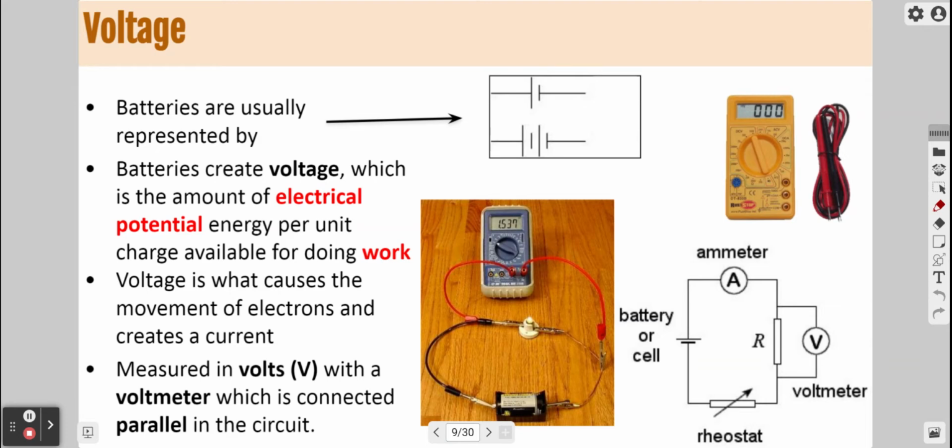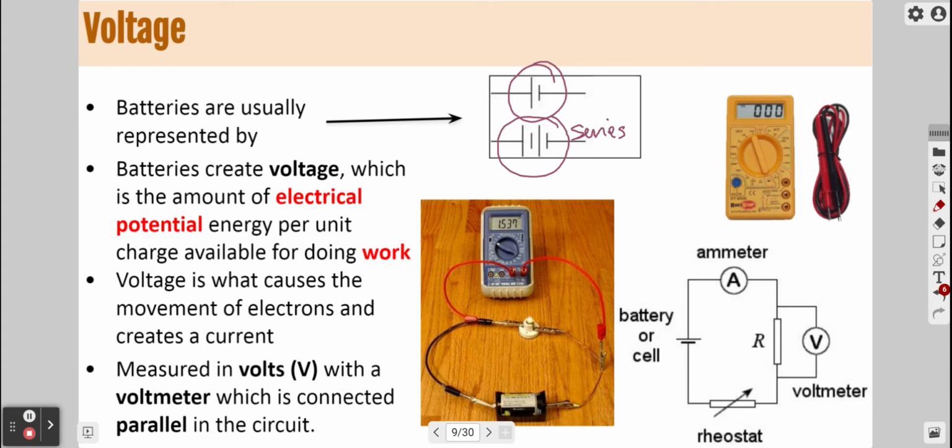Now, another term that you're going to come across when we're dealing with circuits is voltage. So, batteries, we've talked about what they're represented by. So that's a single battery. There's 2 batteries hooked together. These 2 batteries here are in series. They're back to back, so they're in series.